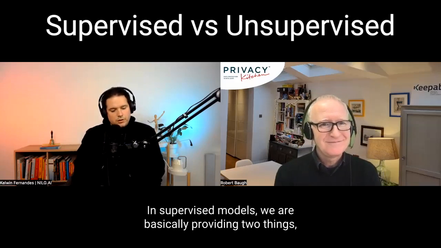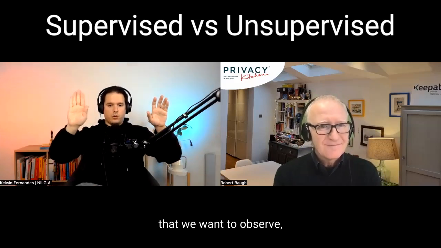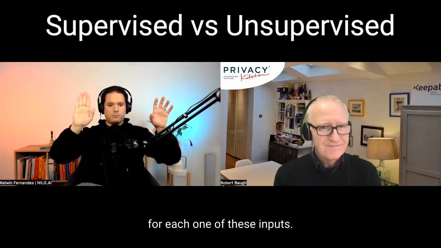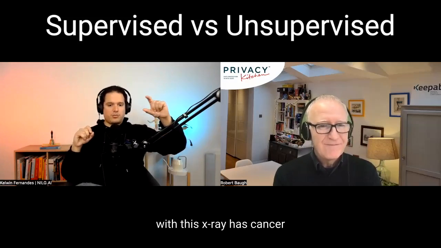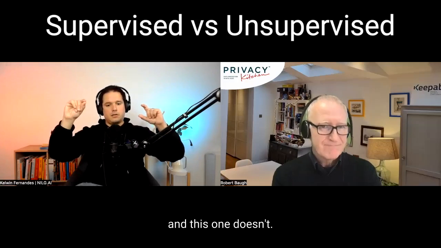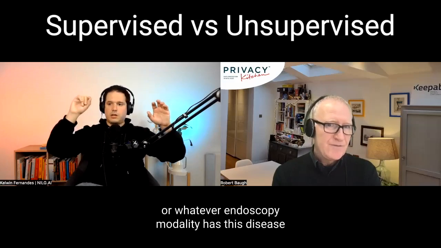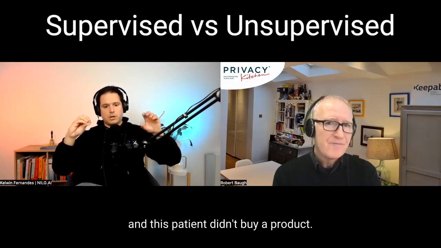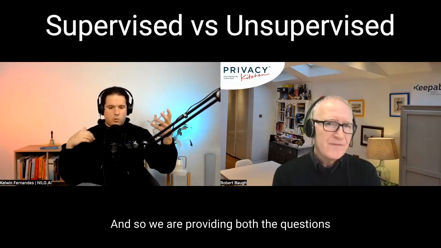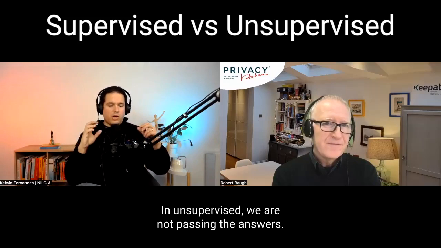Yes, for sure. In supervised models, we are providing 2 things: the inputs, so the evidence, and the expected output that we want to observe for each one of these inputs. For example, I'm telling it, this patient here with this X-ray has cancer, and this one doesn't. Or this one with this colposcopy or endoscopy modality has this disease, and this doesn't. Or this patient bought this product and this patient didn't buy the product. So we are providing both the questions and the expected answers. In unsupervised, we are not passing the answers.